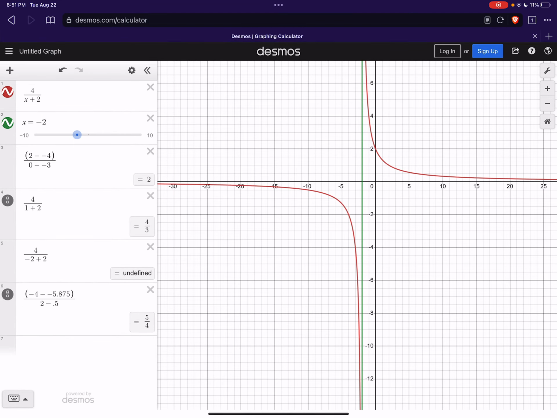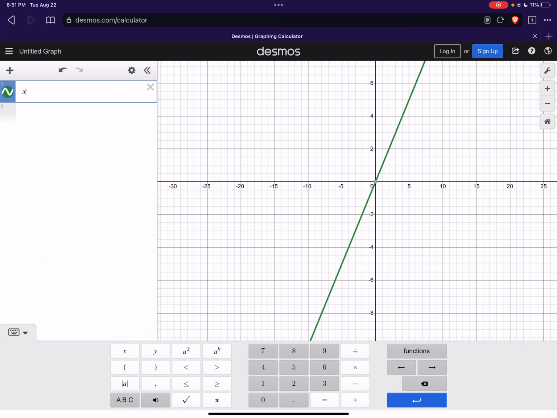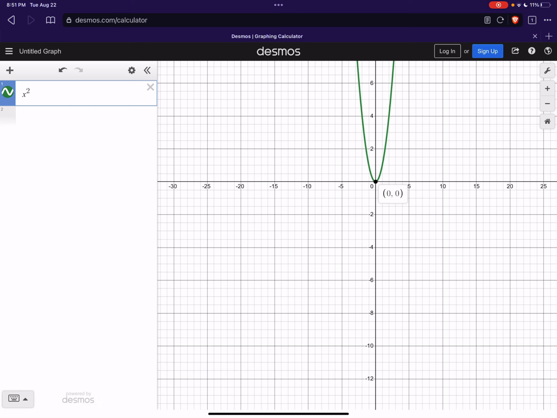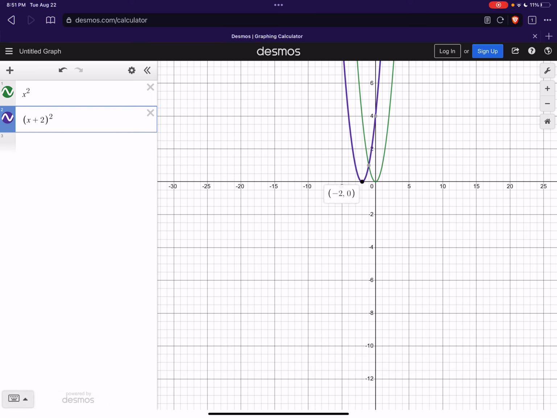If we have x squared, okay, the origin is at 0, 0. If we put x plus 2 squared, the only way to get back to the 0 for our y value is to make x negative 2. That's why it moves the opposite way of what it looks. Okay?